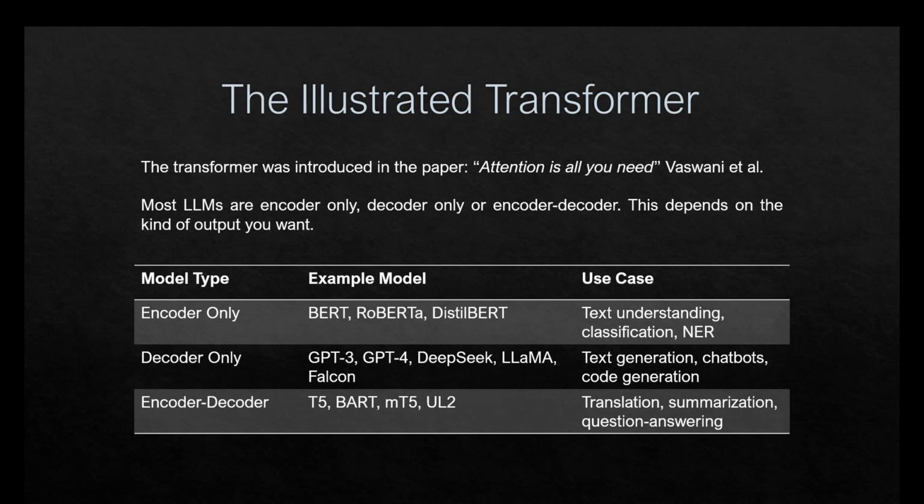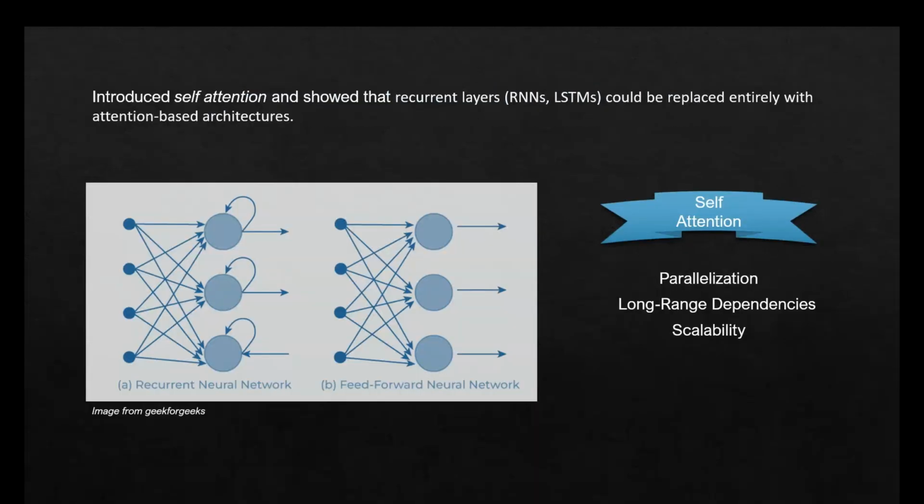In the table in front of you, you would see that the encoder-only models are like BERT, RoBERTa, and DistilBERT, and their use cases are text understanding, classification, and named entity recognition. For decoder-only models, you've got your GPTs, DeepSeek, Llama, and Falcon, and they generate text. They are used for making chatbots and code generation, anything that has to do with generative AI. And then there's encoder-decoder. They're used for translation, summarization, and question answering, basically something where you would need a sequence. Okay, now let's get started.